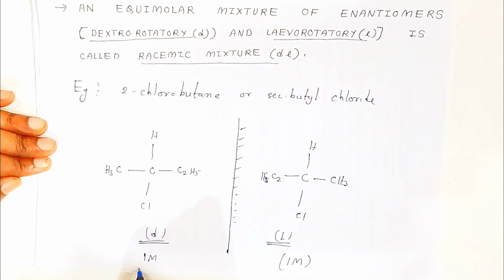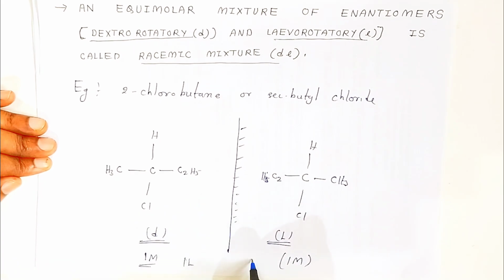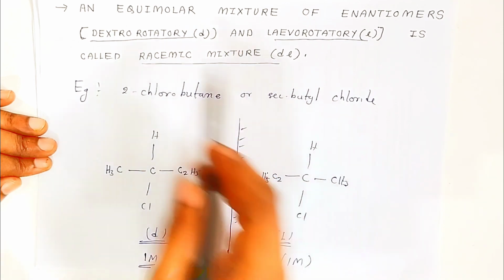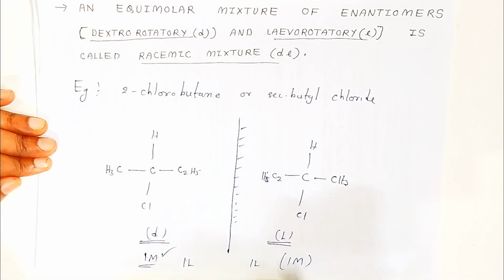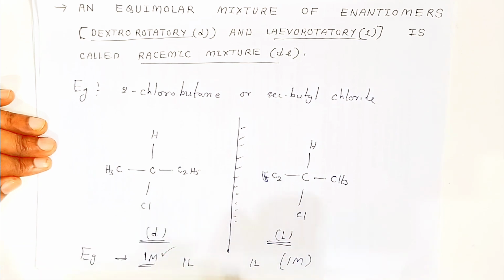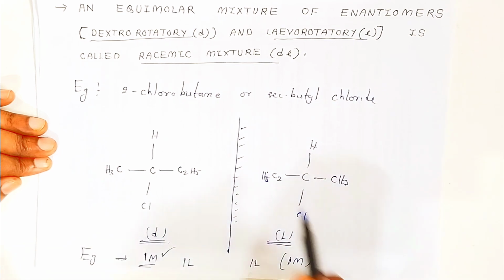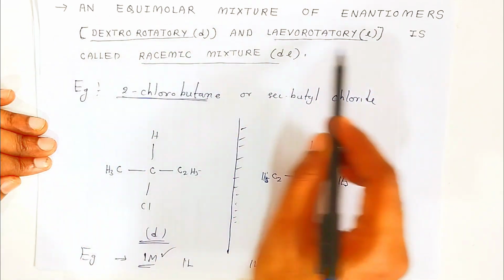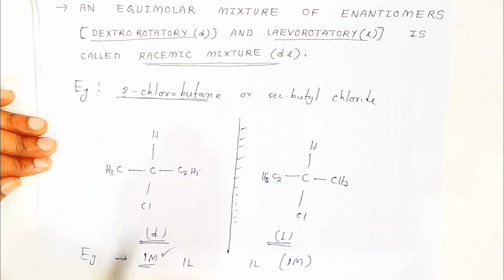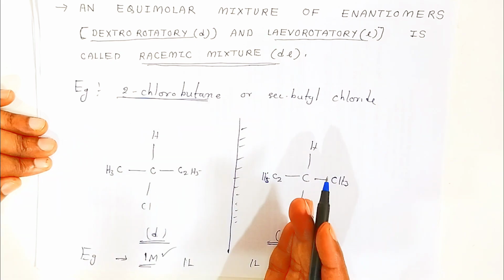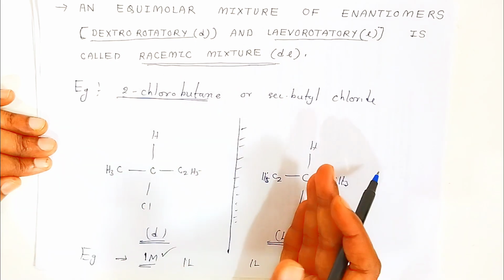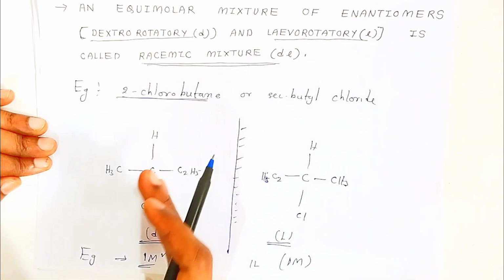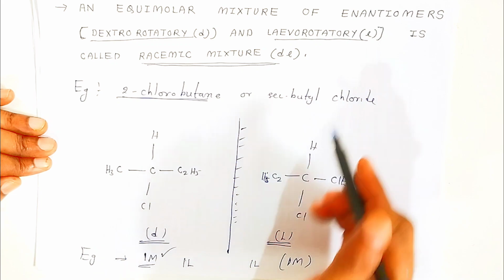If you are taking equimolar, 1 molar of dextro and 1 molar of laevo, and mixing them, whatever mixture you get after the mixing is called a racemic mixture. So equimolar means all are having the same molarity. Example: I have taken 1 molar of dextrorotatory and 1 molar of laevorotatory 2-chlorobutane. So the equimolar mixture of enantiomers, dextrorotatory and laevorotatory, is called a racemic mixture. When you mix these, the substance will not rotate the plane polarized light.